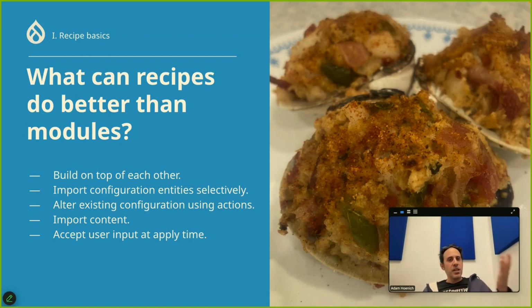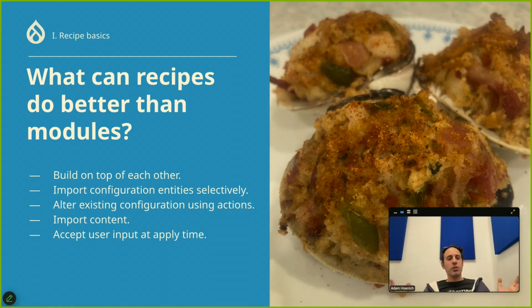Recipes can, as you said, import content. Modules can't do this without the help of the default content module. Recipes just have support for it. Boom. And if you install a module that relies on an API key, you'll install that module and then you have to go to some config form somewhere and enter the API key. A recipe will ask for that. You can tell a recipe, I just want you to ask the person applying this recipe for an API key at apply time, when the recipe is applied.